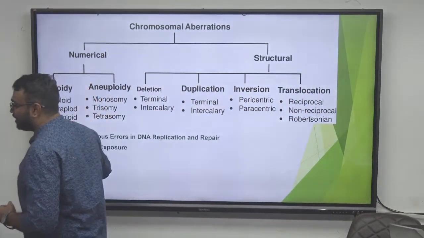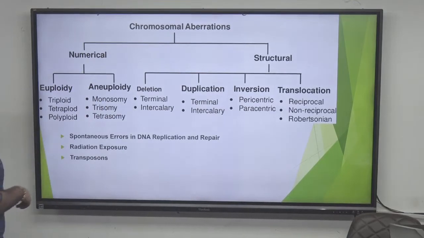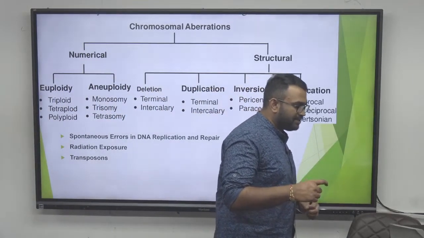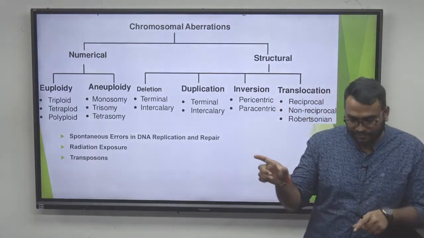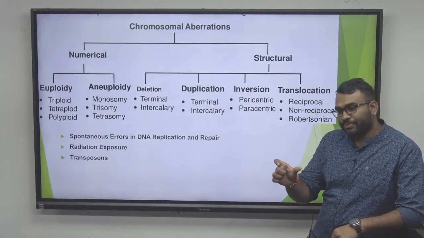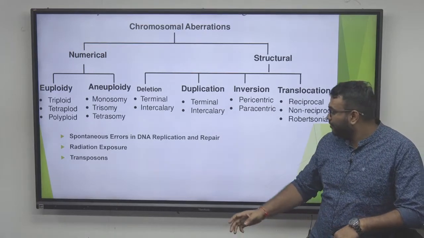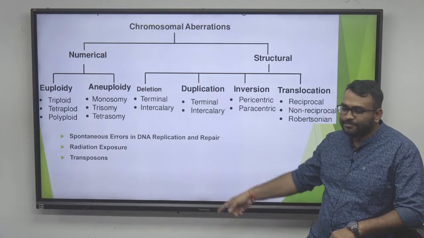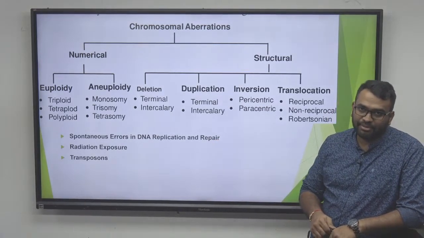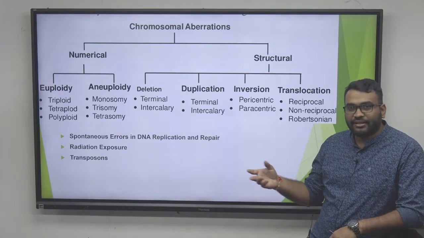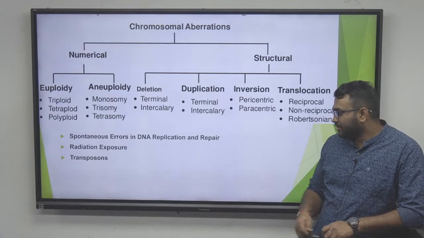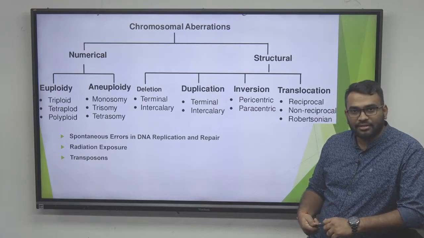Now obviously I have given the numericals here, so even if it is asked for structural or numerical, first give this flow chart. First say what chromosomal aberrations are, and then briefly mention why they happen. As you can see here, these are the reasons I have given. One is spontaneous errors in DNA replication. Second is radiation exposure, like gamma rays and X-rays. Next one is transposons, also called jumping genes.